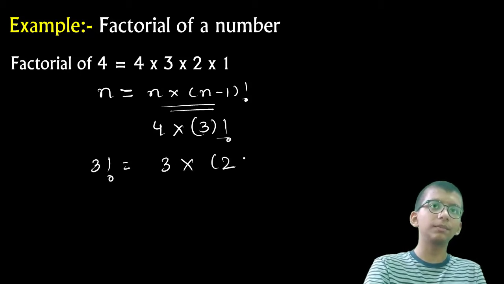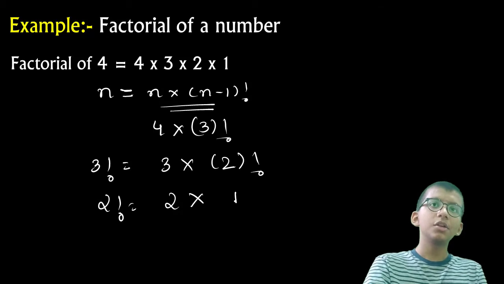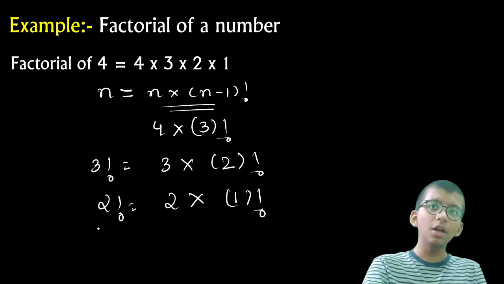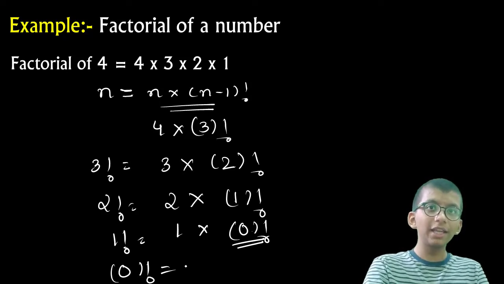And how do you take out a 2 factorial? 2 factorial equals 2 times the 1 factorial. So how do we take out 1 factorial? For taking out 1 factorial, we do 1 times the n minus 1, which is 0 factorial. So what is 0 factorial? We know 0 factorial equals 1. So we get the answer 1.